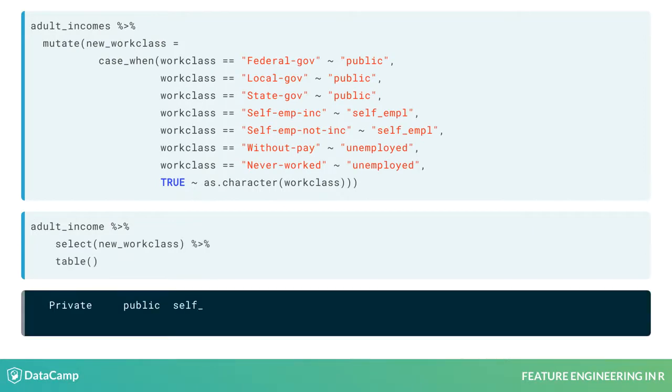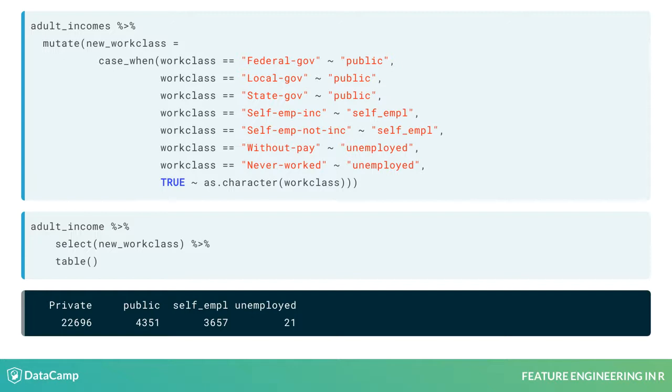We can recode our original variable using mutate and case_when. Case_when is useful when you have to consider multiple conditions for recoding within one variable. The mutate function creates a new column, new_workclass, and case_when allows us to recode the original categorical values into our new categories. Here, federal, local, and state government categories all get coded as public sector jobs. Both self-employed categories are combined as self-employed. And without pay and never worked are combined as unemployed.